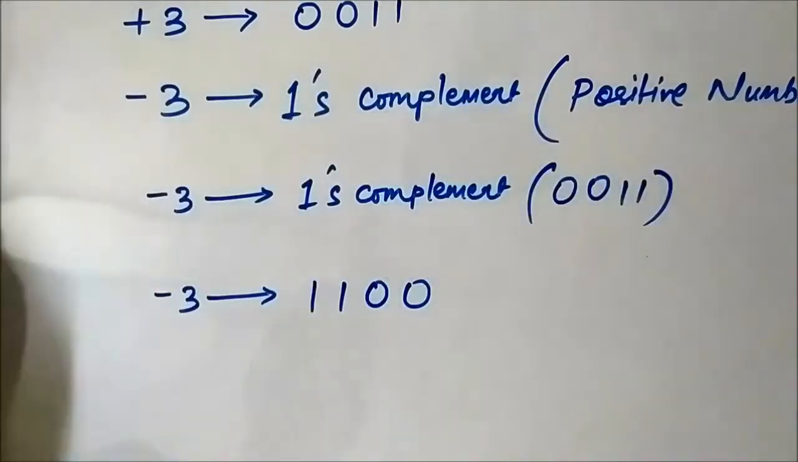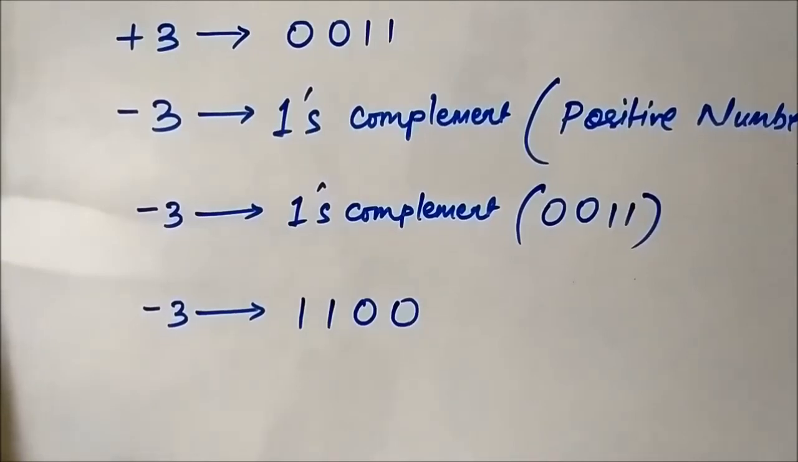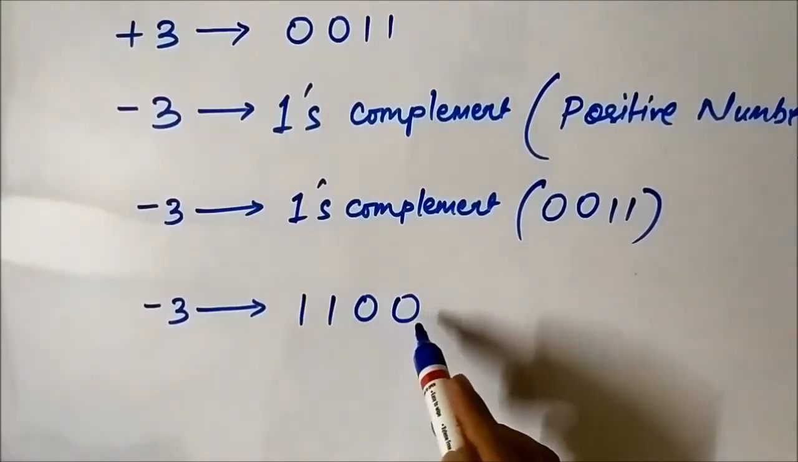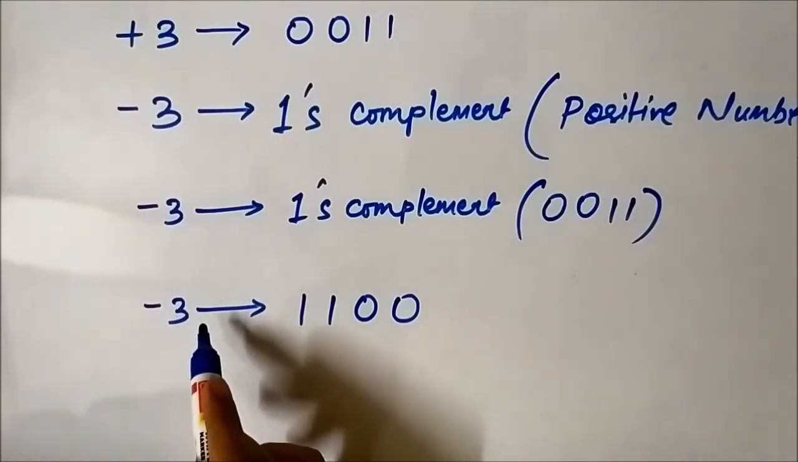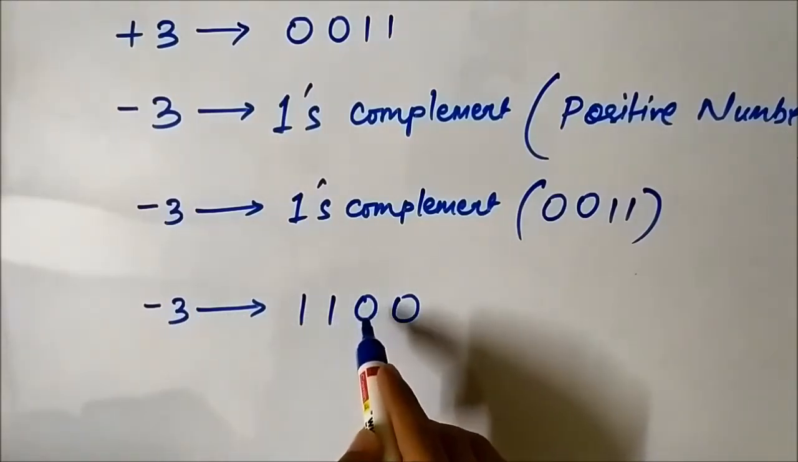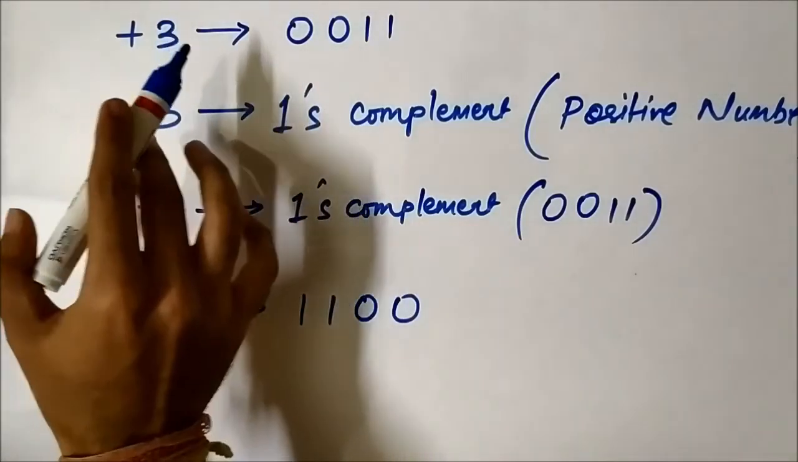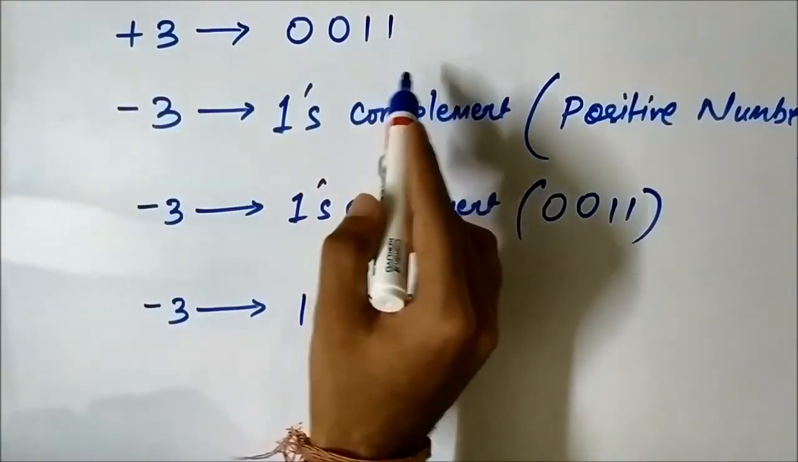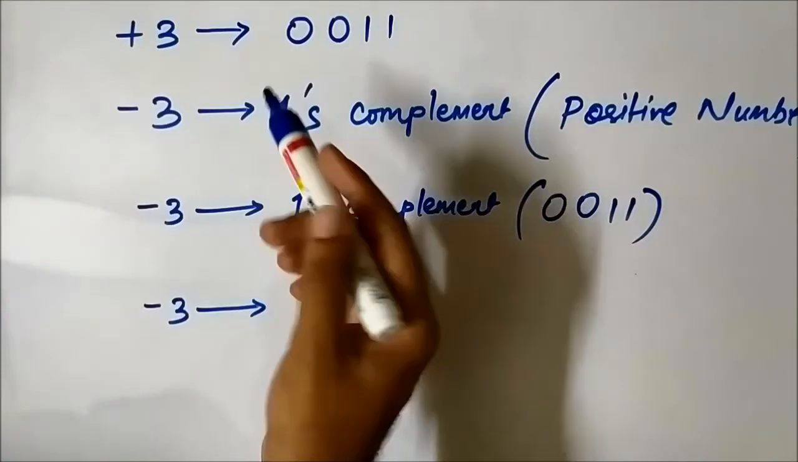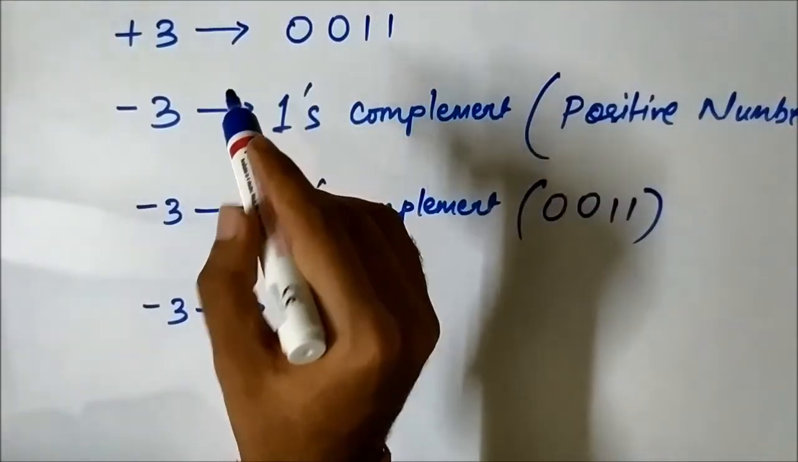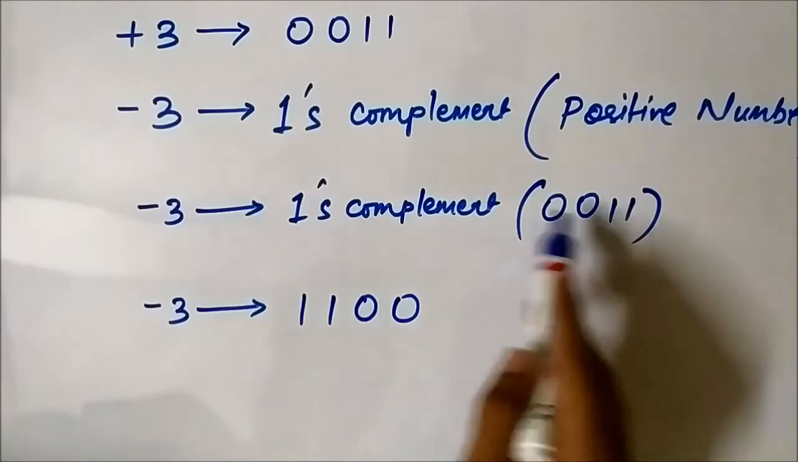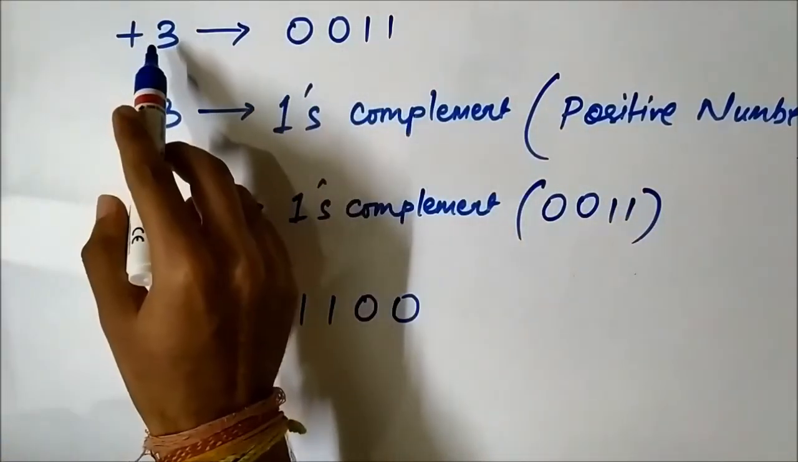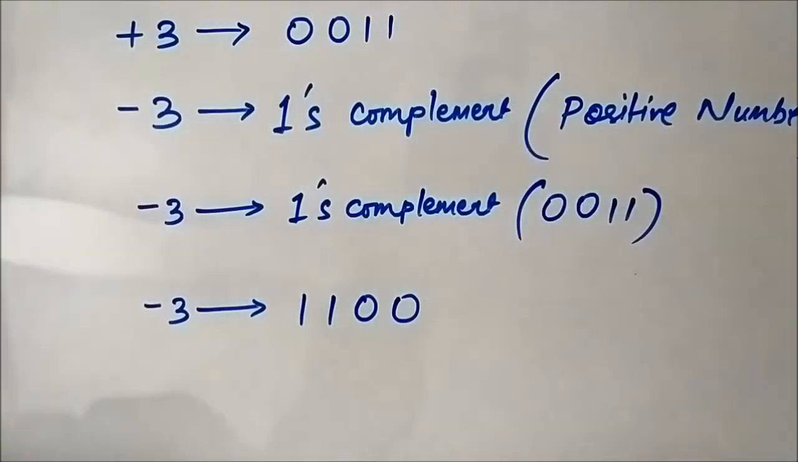So minus 3 will be represented as 1100, which is the 1's complement of the binary representation of the positive number. The positive number is represented as 0011, so if we take the 1's complement of 0011, it will be 1100. So in 1's complement system, minus 3 is represented as 1100. Positive numbers are represented in the same way, so 0011 is the representation of plus 3 in sign magnitude and also in 1's complement. The only thing that is different here is the representation of the negative integer. Okay, let us take some more examples.